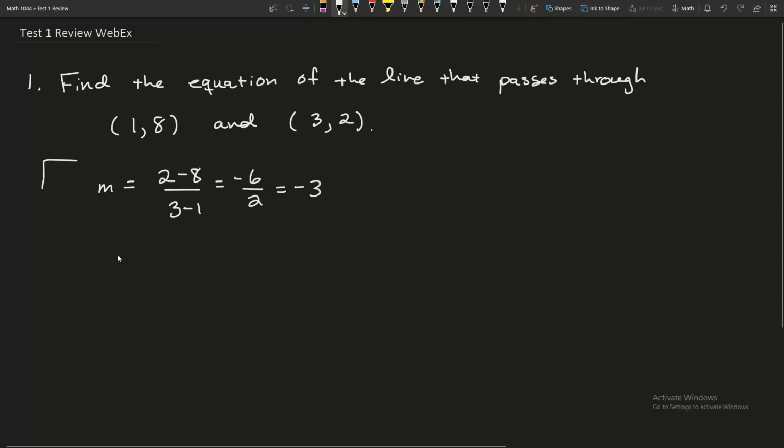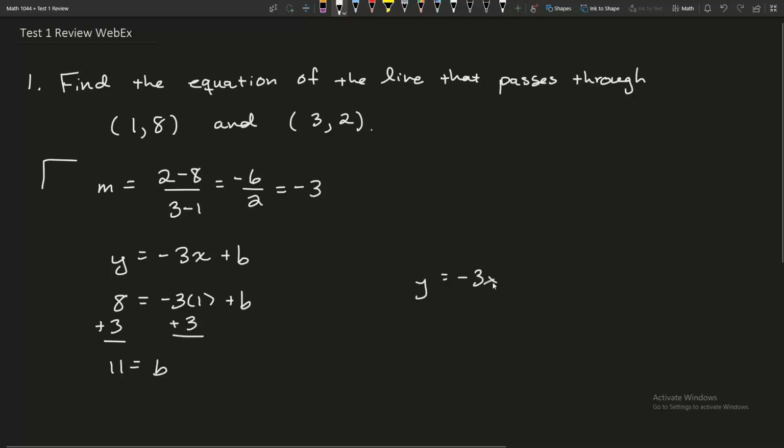So I know my line has to look like y equals minus 3x plus some y-intercept value. And then I can just plug in either one of those points for x and y and solve for the missing letter b. So if I do that, I get 8 equals minus 3 times 1 plus b. So we're just adding 3 to both sides, and we get 11 as the value of b. So our line is y equals minus 3x plus 11.